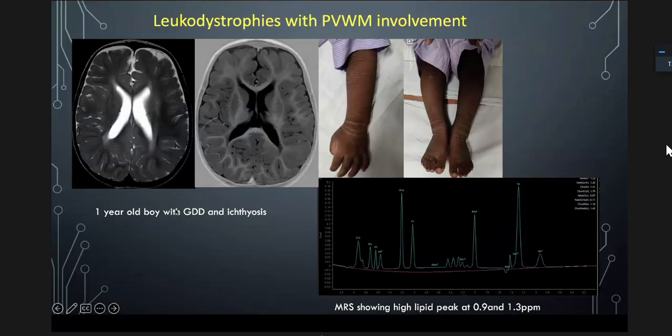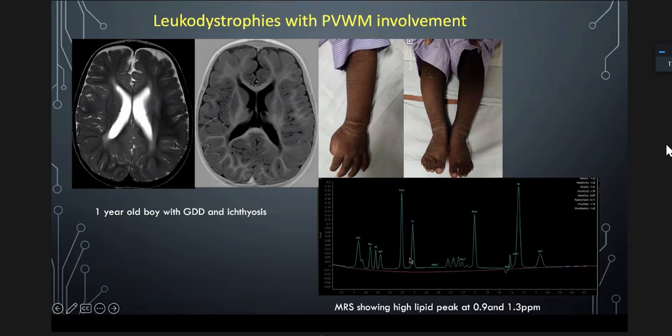Now, this is a 1-year-old boy who presented with global developmental delay and ichthyosis. Ichthyosis is a very specific symptom or a complaint. Now, here we see the skin, it is so much dry and it's dark. So, there is hyperpigmentation, there is drying of the skin. And on MR, we see again periventricular white matter involvement. There is exvasodilatation of both the lateral ventricles and volume loss of the white matter.